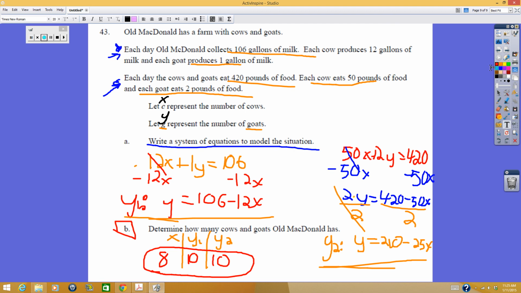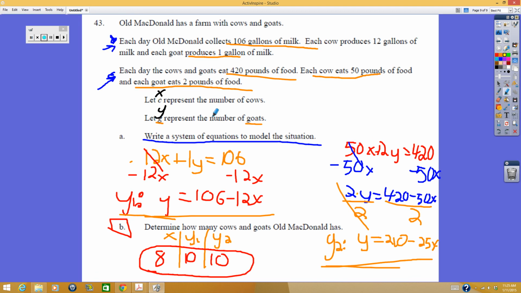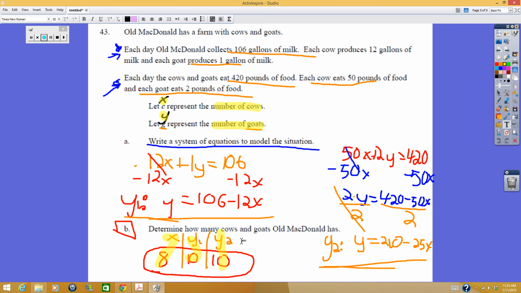So bringing it back to what we said earlier, we said x is the number of cows and y, or they said g, is the number of goats. So when they say determine how many cows and goats Old MacDonald had, this 8 goes with x and these 10s go with y. So your answer would be 8 cows and 10 goats. That's the point where the system of equations crosses. That's where they're equal.